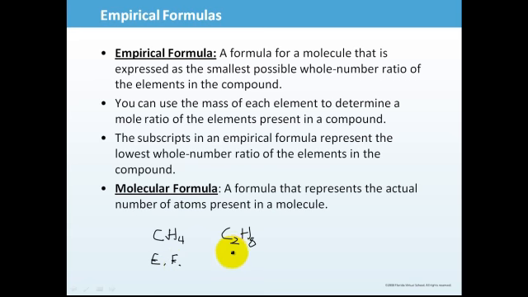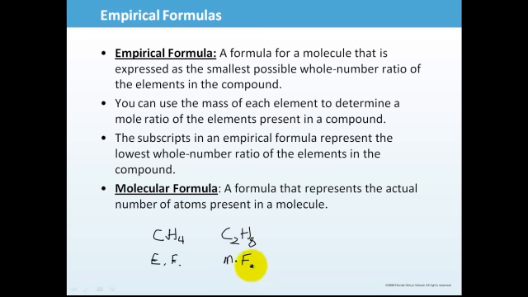Now over here, C2H8, if I divided this by 2, I could reduce this, right? 2 divided by 2 would give me 1. 8 divided by 2 would give me 4. So since I can divide this by a whole number and reduce it to something smaller, this would be the molecular formula.